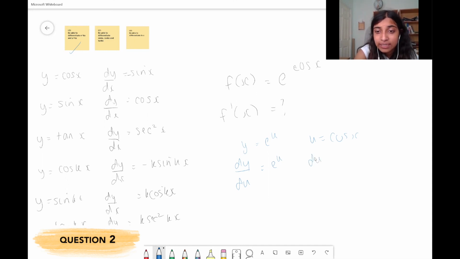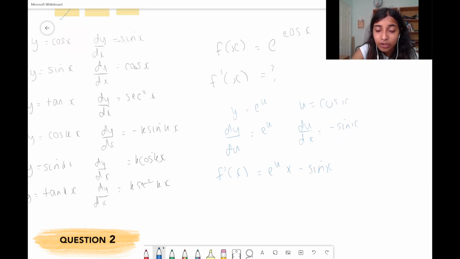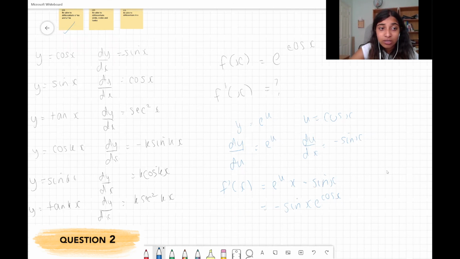Then if we do du over dx, that's just equal to minus sine x. So then if we multiply them both together, we would get f dash of x is just equal to e to the power of u times minus sine x, multiplying them both together, dy over du times du over dx. And then if you just sub in your u as cos x, that would just be equal to minus sine x e to the power of cos x. So that's just your answer to this question.